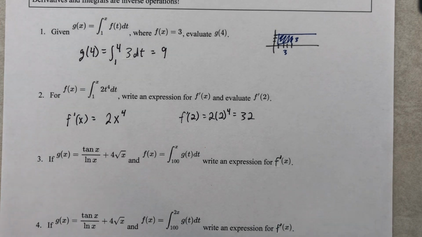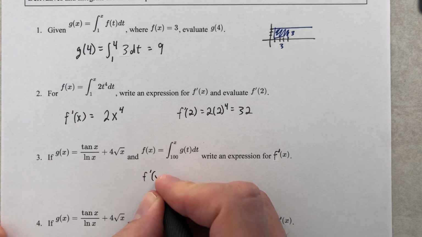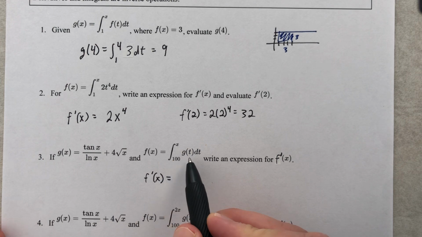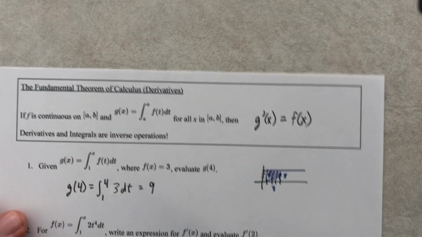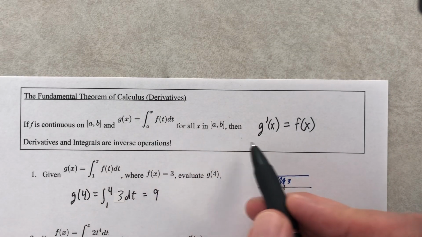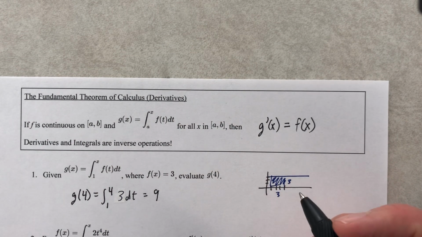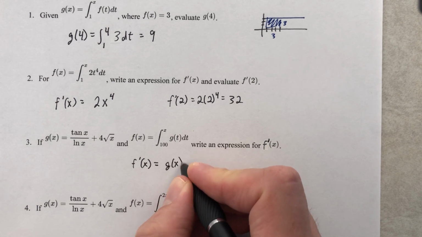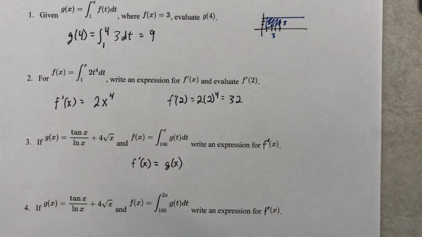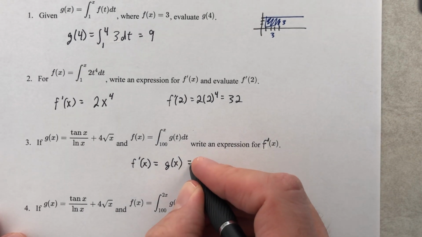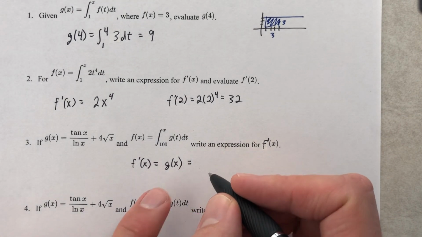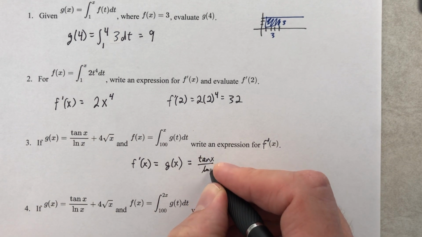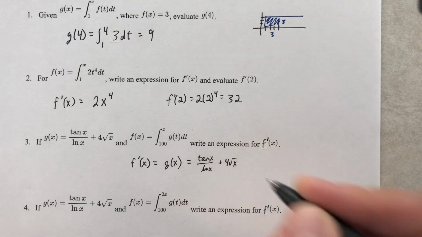We're going to write an expression for f prime. Well, I'm going to take the derivative of this side. And when I do, I'm taking the derivative of an integral. Okay, I want you to notice something. A is just some number. Did A ever show up over here? No. But it's 100. Don't care. Write an expression for f prime. Okay, fine, I'll do that. F prime is g. That would be tangent of x over the natural log of x plus 4 square root of x. That's it.